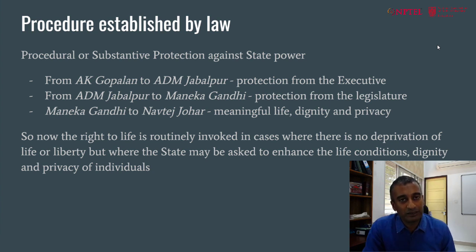In the first phase of that history, the question that came before the courts is whether the phrase procedure established by law is only a procedural or a substantive protection against state power. In the early cases, A.K. Gopalan to A.D.M. Jabalpur, and broadly this is the period 1950 to 1967, the courts took the view that Article 21 was really a strong protection against the executive branch. The executive branch of government must follow the law to the last detail, to the last procedural detail, in every case where there was a deprivation of the right to life or personal liberty.